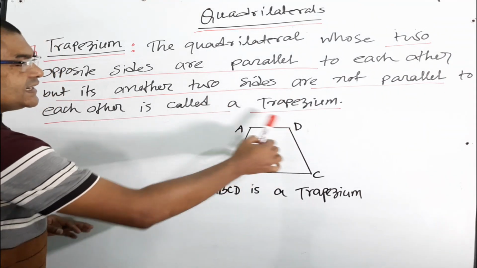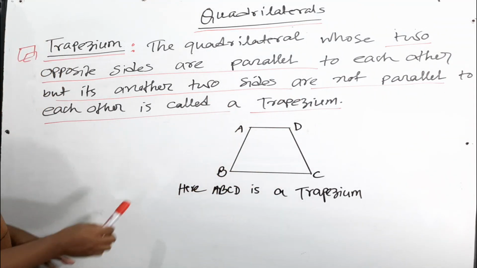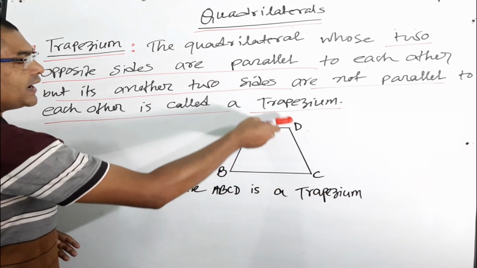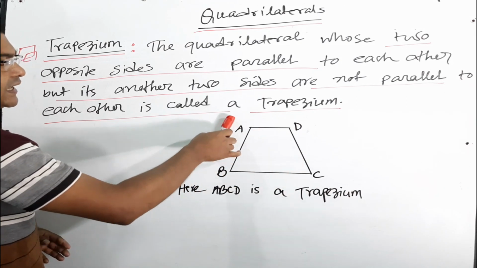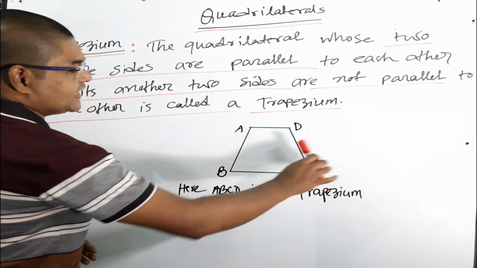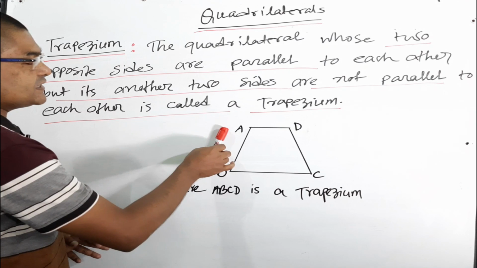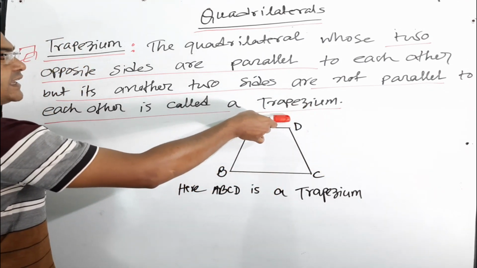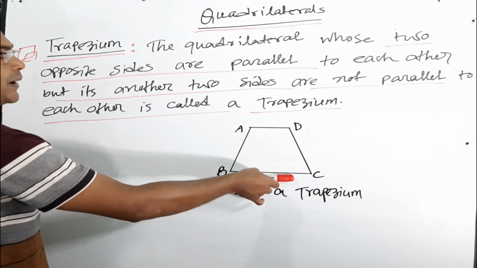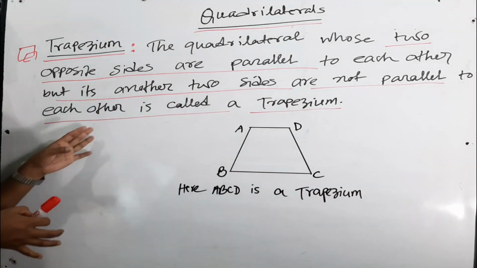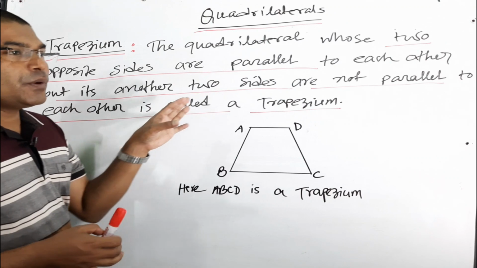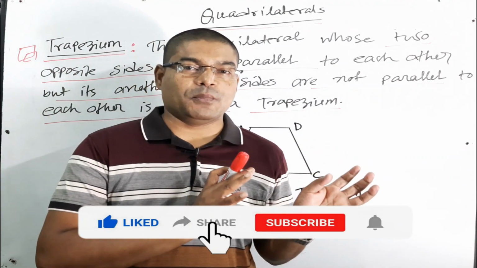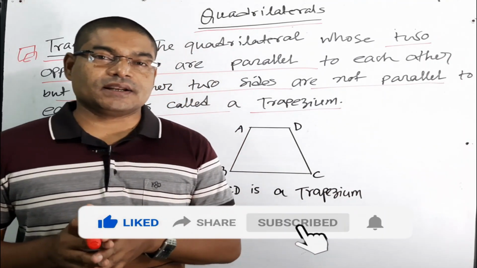So ABCD is a quadrilateral. Here you can see AD and BC are parallel to each other, but AB and DC are not parallel. That means this side and this side are not parallel. Only AD and BC, this side and this side, are parallel. So this is called a trapezium. So we have learned the definition of trapezium, rhombus, and square.